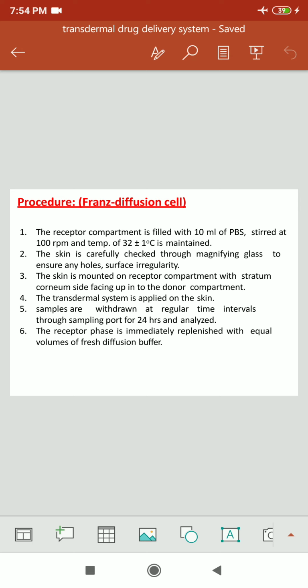10 ml of PBS is placed into the receptor compartment at 100 rpm, and the temperature is 32 plus or minus 1 degree. Now the skin is checked and put on the glass. The skin is mounted on the compartments: the upper part is known as the receptor compartment and the lower part is the donor compartment. The skin is put between both compartments, then the transdermal patch is applied over the skin, and then the sample is withdrawn at regular time intervals and the concentration of the drug is measured.